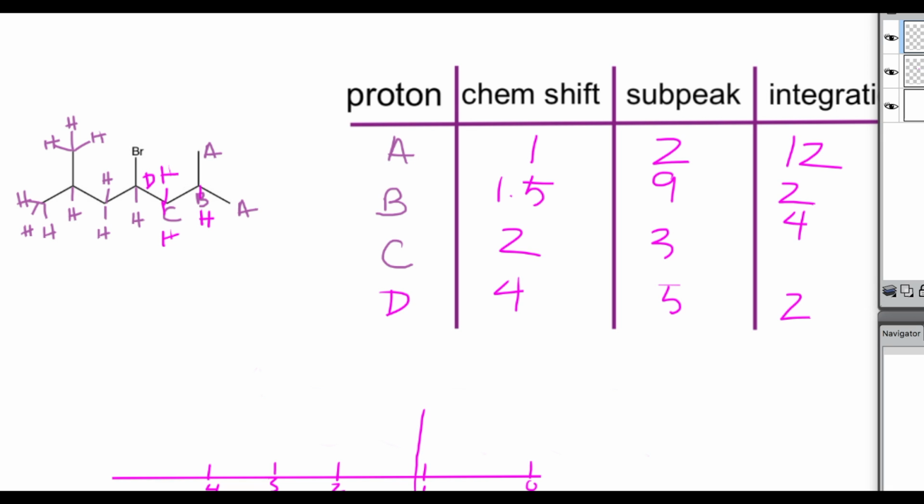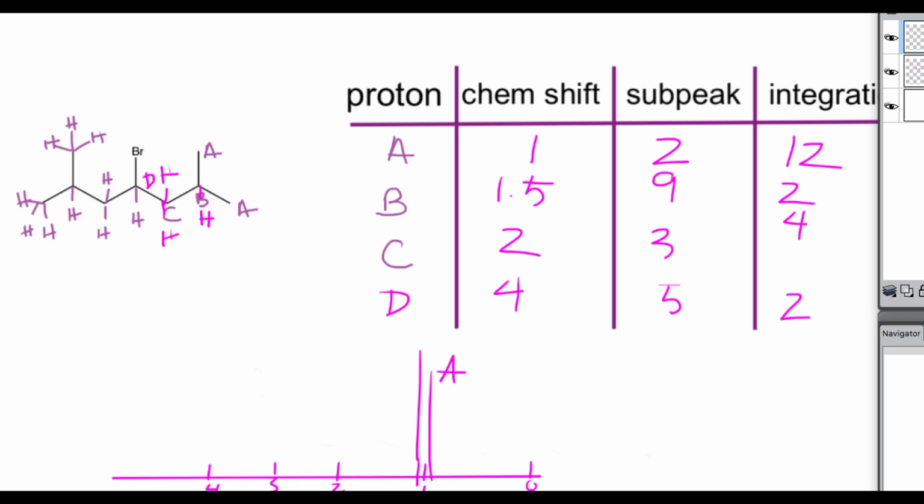Starting with proton type A, it is around 1 ppm and has an integration of 12, so it'll be very, very tall when compared to the other types. The number of subpeaks is 2, which is a doublet. For NMR, please make sure to place the tallest peak in the middle and decrease the size accordingly.